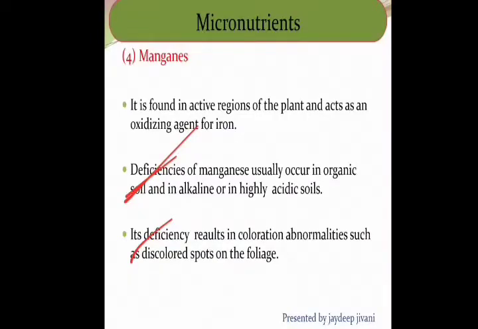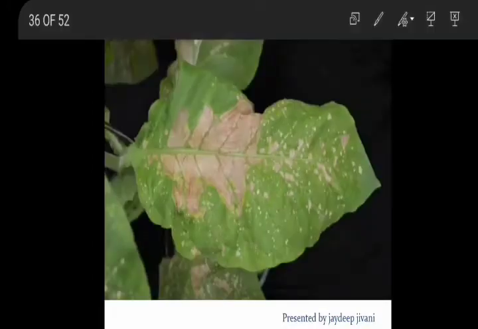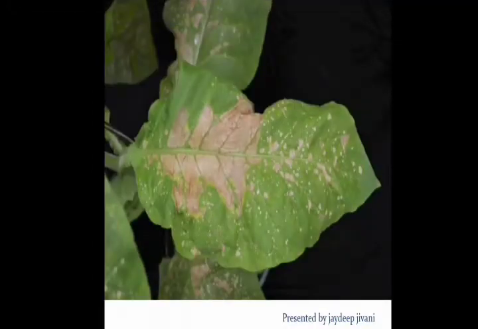It means it is a symptom of manganese. It will be observed in the leaves. So I saw one picture. So these are the leaves of tobacco.